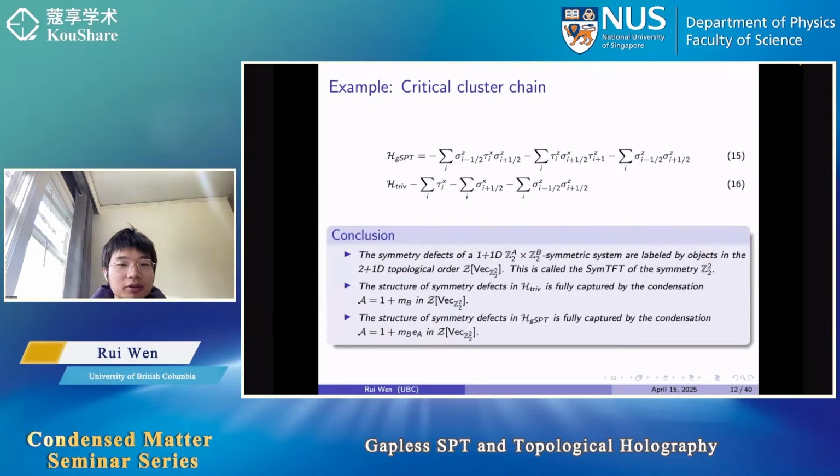Okay, so here's the conclusion. The symmetry defects of a 1+1D Z2A times Z2B symmetric system are labeled by objects in the 2+1D topological order. And this is called the symmetry topological field theory, symmetry topological order of the symmetry Z2 squared. And the structure of symmetry defects in this trivial system, sorry, this is the equal sum is missing here, is fully captured by the condensation 1 plus MB in the SymTFT. And the structure of symmetry defects in this gapless SPT is fully captured by the condensation 1 plus MBEA in this SymTFT. You can see that it's kind of like twisted, right? MB is like a boring one, but now we have this charge attached, so that's what makes it non-trivial.